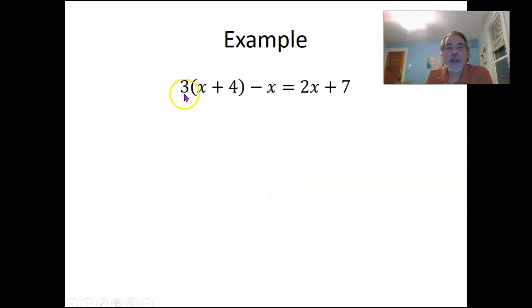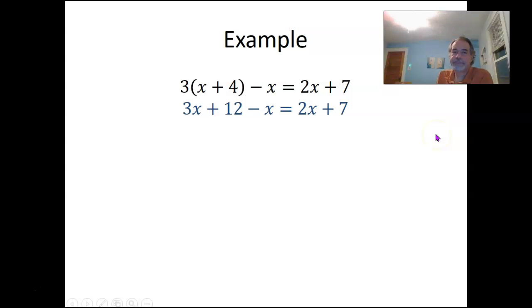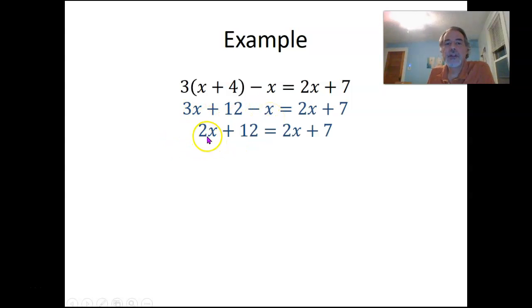Okay, let's try this. 3 times x plus 4 minus x equals 2x plus 7. First thing to do, let's remove the parentheses. When we multiply this out, we get 3x plus 12 minus x equals 2x plus 7. Now combine like terms. Do you see any terms on the same side of the equation already that we can go ahead and combine? Well, on the left side, there are 3 terms in all, and 2 of those are x terms. 3x minus x, and together those make 2x. So 2x plus 12 equals 2x plus 7.